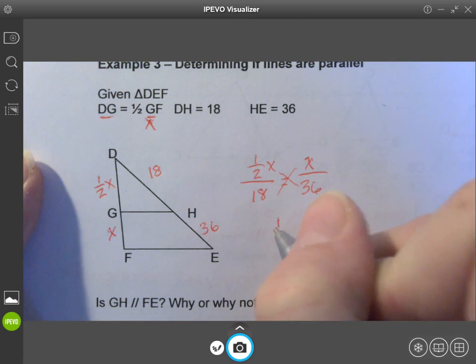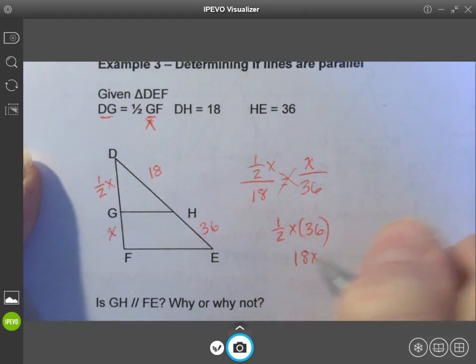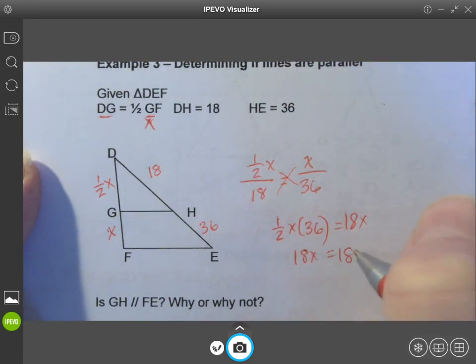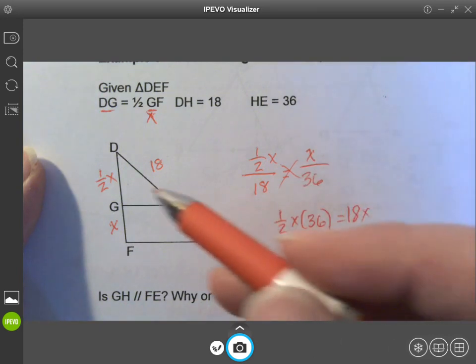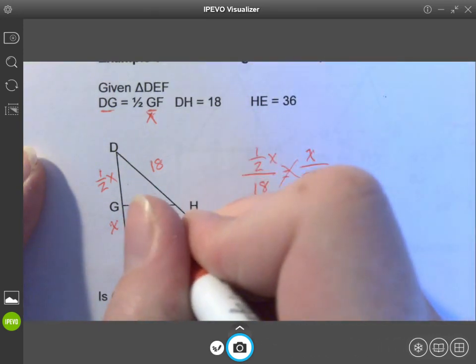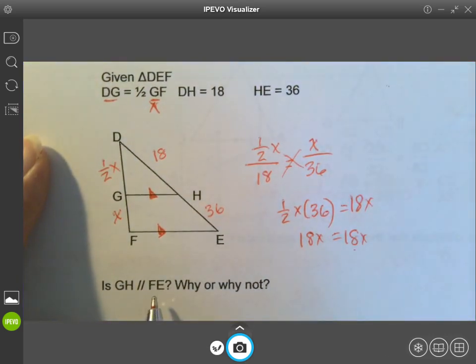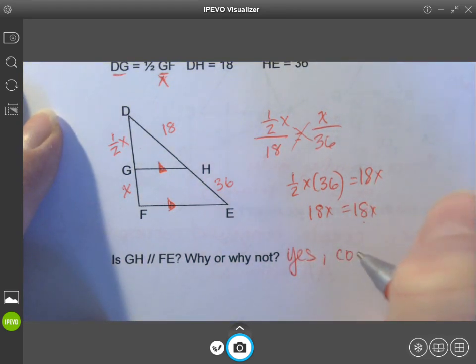So we would take 1/2 X times 36, which is 18X, equals 18X. And do you see how my cross products, I'm not solving for X. See how my cross products are equal? If my cross products are equal, then the proportion is true. And if the proportion is true, then I can say that these lines are parallel. So is GH parallel to FE? Yes. Corresponding sides are proportional.